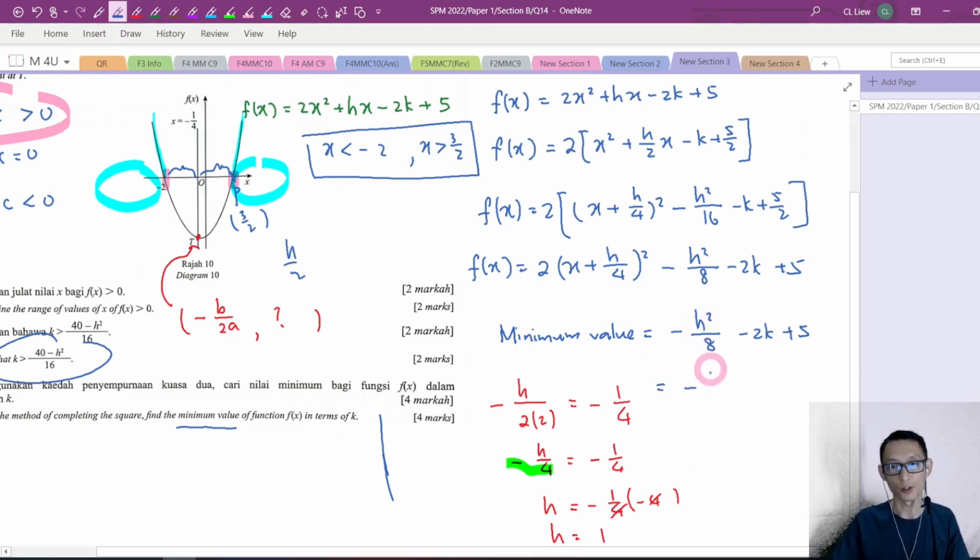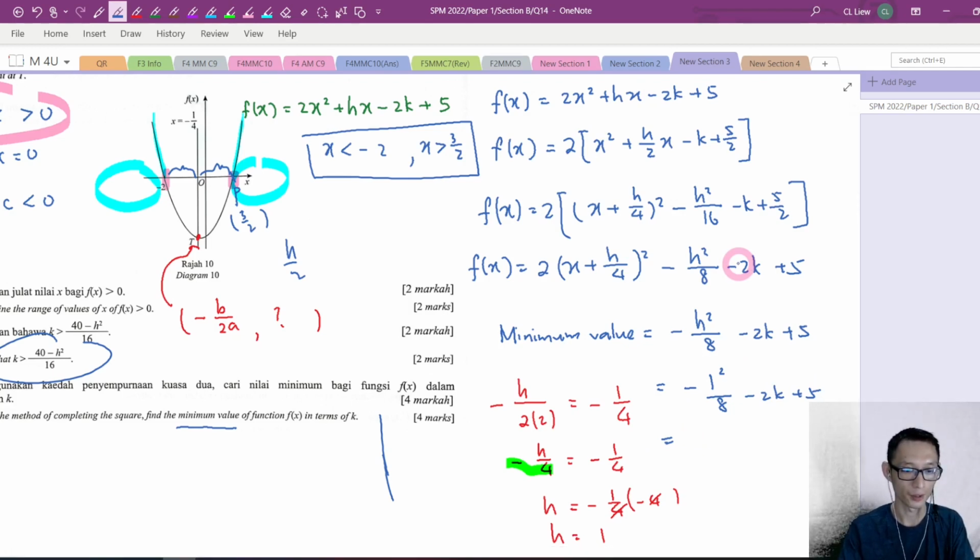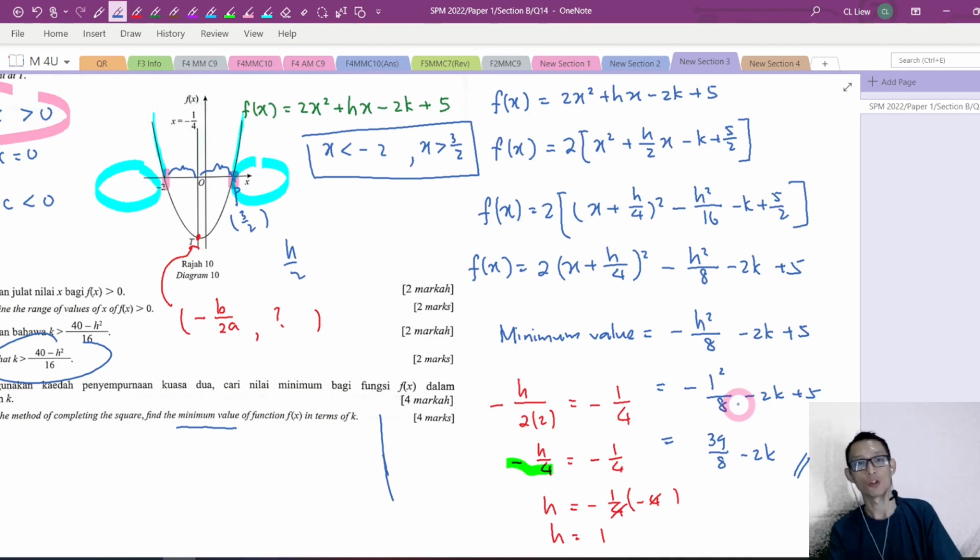Negative h is equal to 1. 1 square. Okay, let me write 1 square. 2k plus 5. So 1 square is still 1. So negative. Let me use my calculator. Okay, let me check the answer. Is it correct? Minimum value is equal to... Okay, correct. This is a way how we solve this type of question.